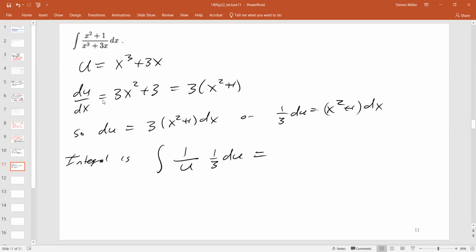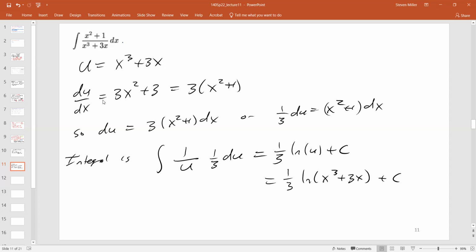And what's the integral of 1 over u? Yeah, it hasn't changed from last time. It's still ln of u, holding the constant 1/3, plus c. But now, what is u in this problem? x cubed plus 3x. So now we get 1/3 the natural log of x cubed plus 3x.